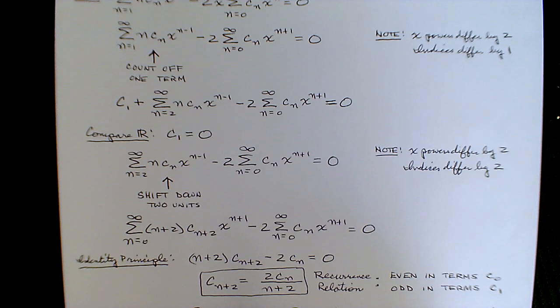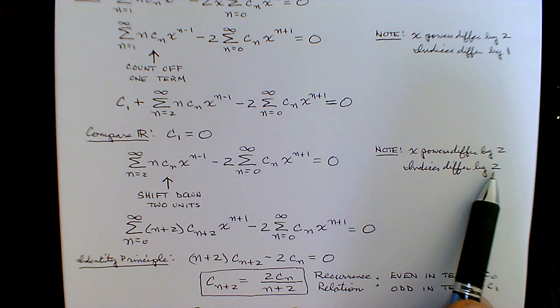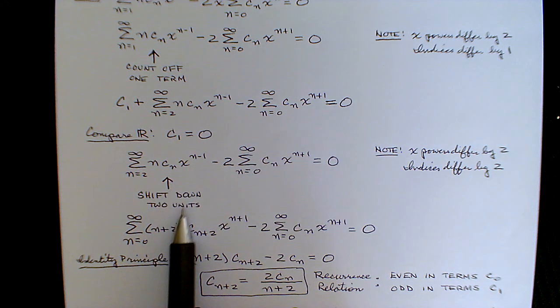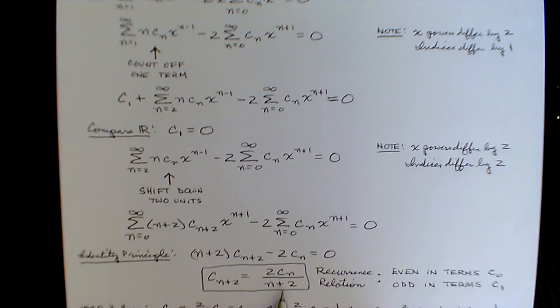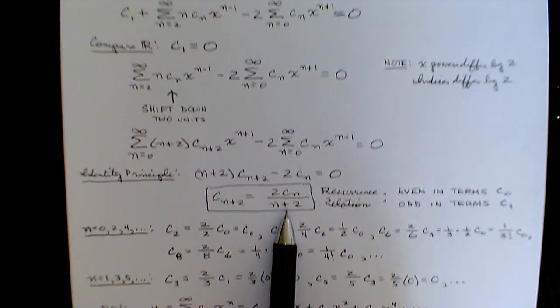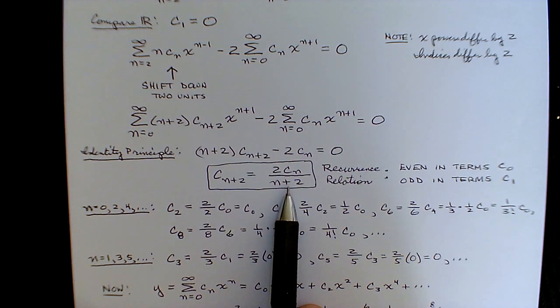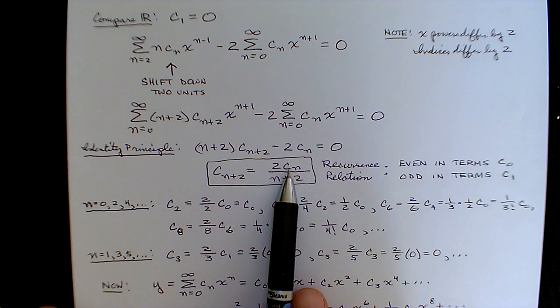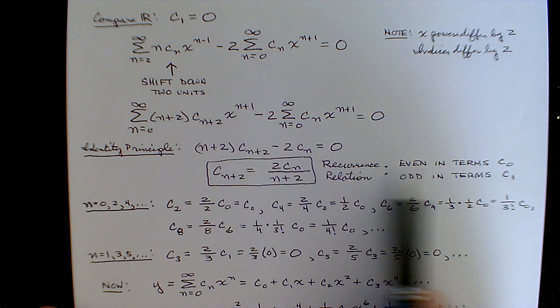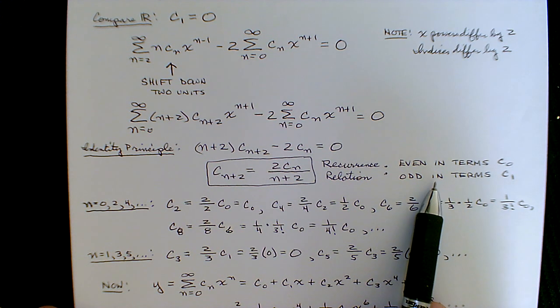And then once the differences differ by the same amounts, then you can shift the larger down. It's always easiest to shift the larger one down. And then the powers on x will match, and the indices will match, and then you could use the identity principle to find the recurrence relation. And if they differ by 2, in the values of c sub n in your recurrence relation, then you're going to have to look at the evens and the odds.